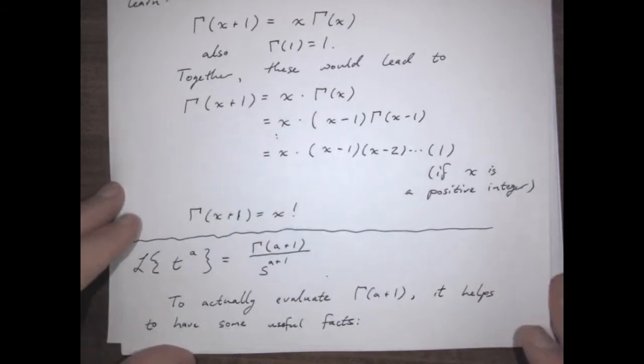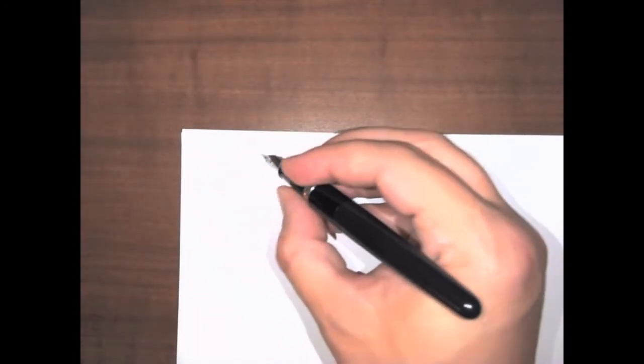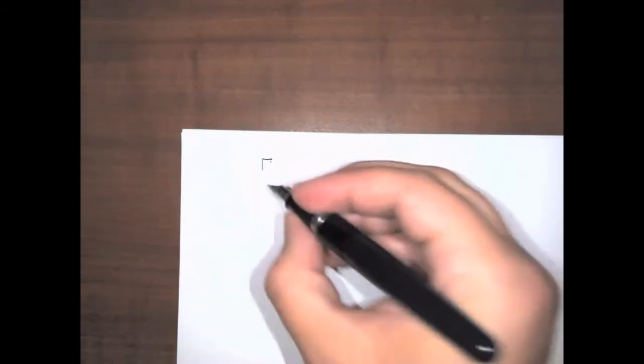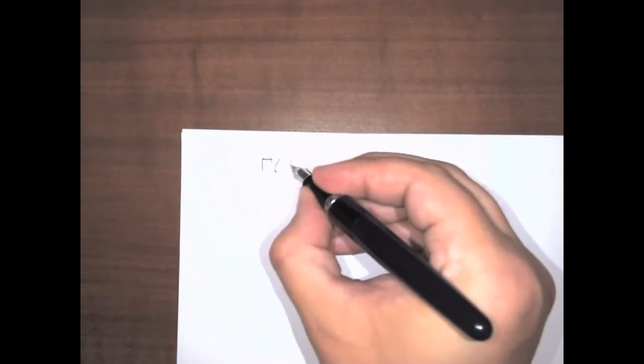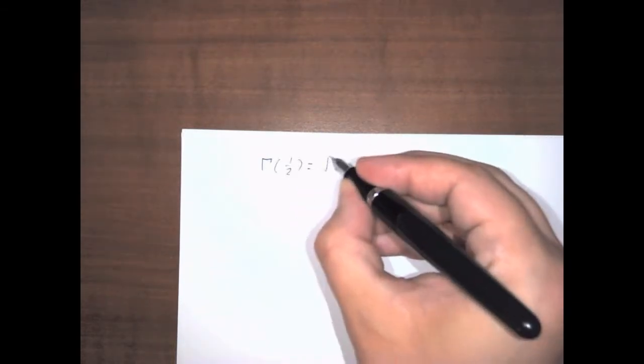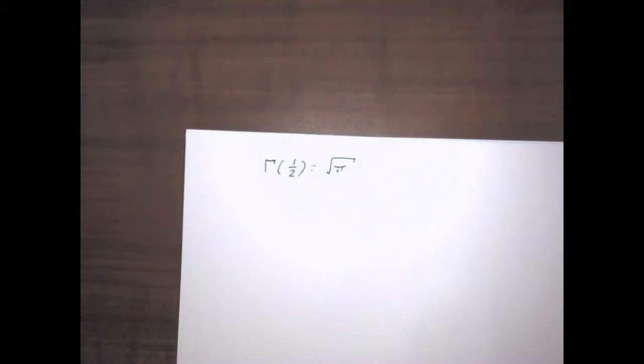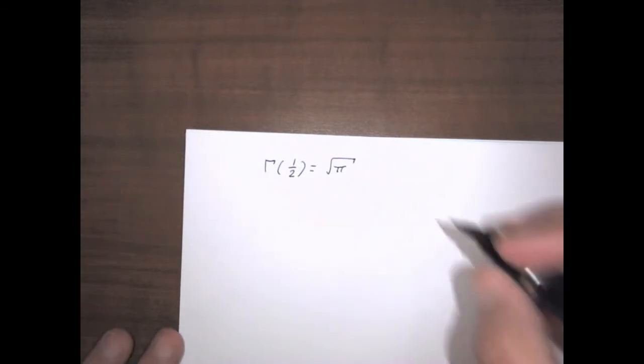Alright, and in particular, the one main useful fact that we are going to be using is this. This one is going to seem like a real shot from the blue here, but it happens to be the case that gamma of 1/2 is equal to the square root of pi. Now, if you want to know why that is, it comes down to a certain amazing fact.